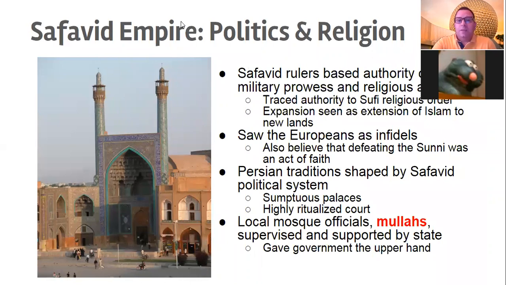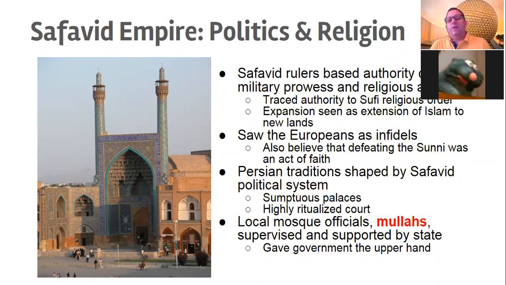Now, politically speaking, their authority comes because of religious rule. It comes about because of their military. Despite the fact that they used the Europeans to help them with their military, they still saw them as being infidels, meaning that they saw them as being an enemy that had to be destroyed.